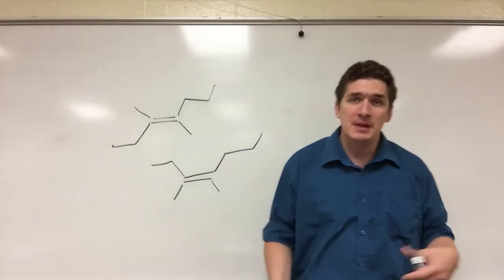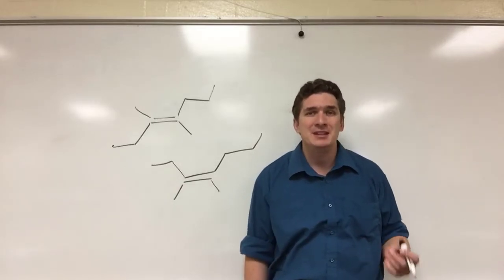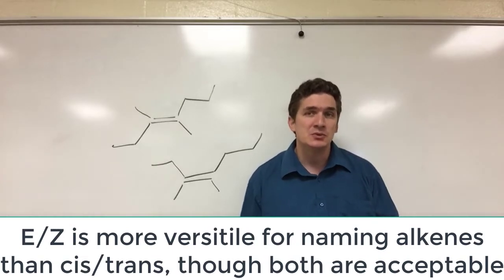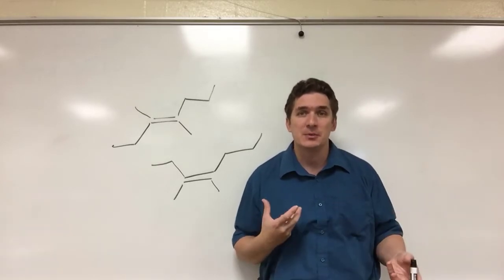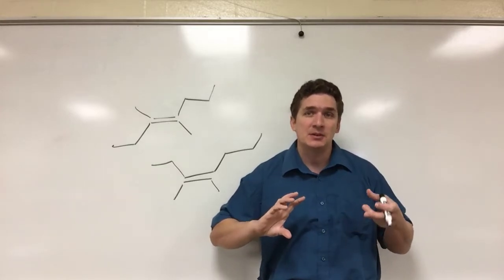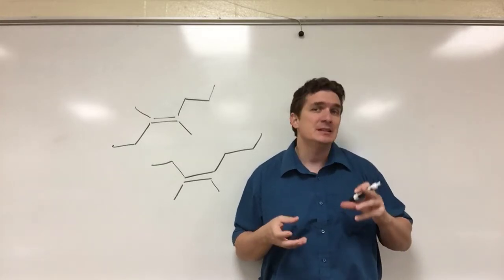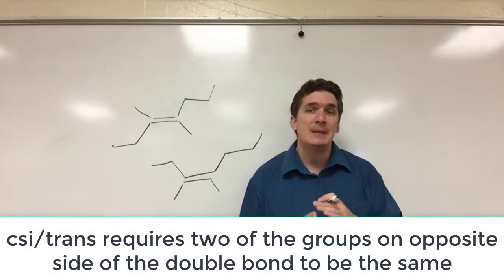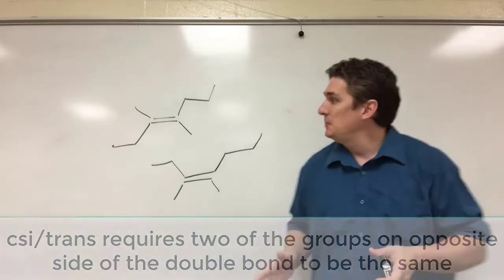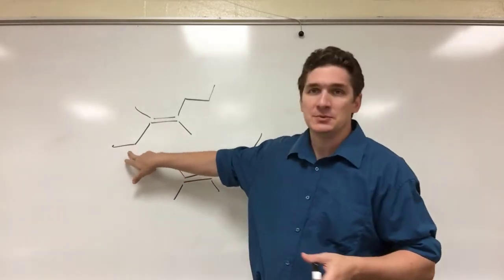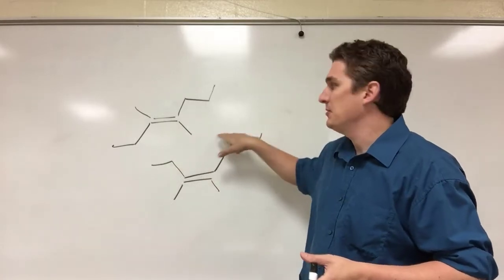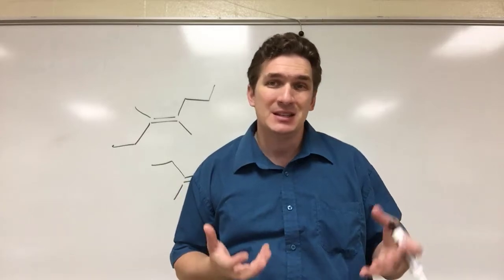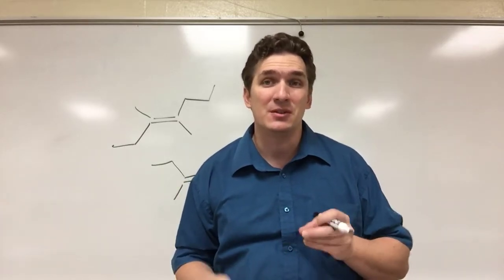Now, a couple of big comments about cis-trans. It is not the more versatile naming system. When we were using cis-trans, what we were trying to do is describe orientations along a double bond, specifically how the groups attached to the double bond are oriented relative to each other. Now, it is less versatile because it requires two of the groups to be the same and on opposite sides of the double bond. So if we were to have two methyl groups on one side and this being an alkyl group, so basically we swap these two groups together, we couldn't use the cis-trans for this, because the cis-trans refers specifically to the two groups that are the same.